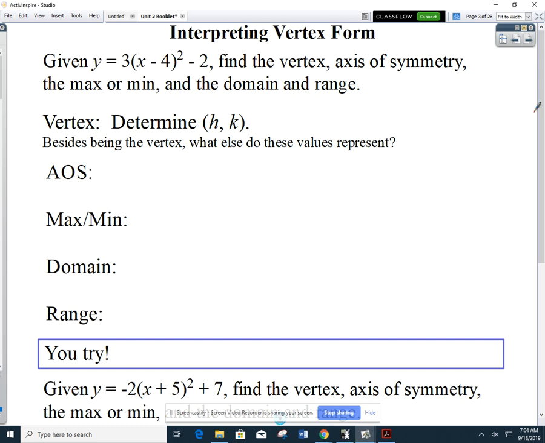And interpreting vertex form. So given y equals 3 times (x minus 4) squared minus 2, find the vertex, axis of symmetry, the max or min, and the domain and range. The vertex is always just whatever (h, k) is. The first thing you want to do is look at your function and figure out what your values of a, h, and k are. In this function, a equals 3. H equals, this is the tricky one, it's opposite of what we see, so it's positive 4. And k equals negative 2.